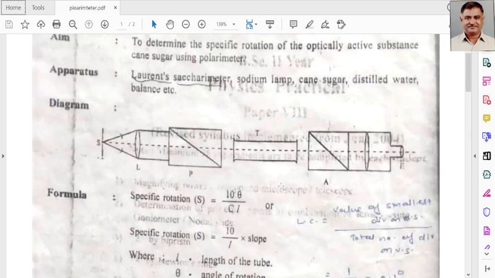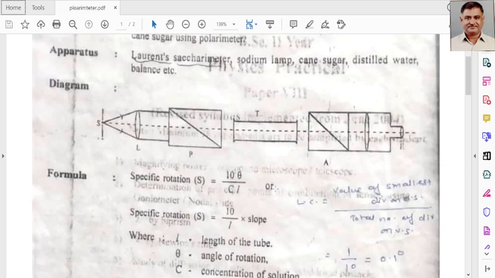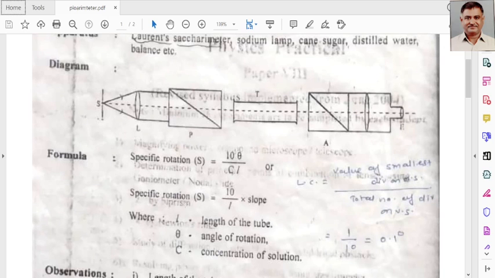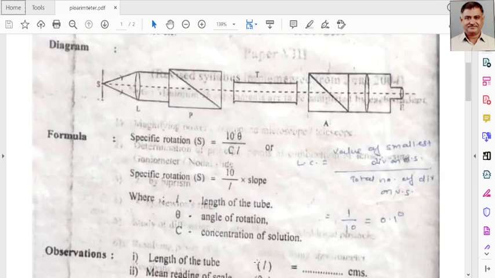Now the formula used for this is specific rotation S equals tan theta C by L, or it can be written as S equals 10 by L into slope. This formula we have to use for the calculation which is done with the help of the graph. Here, in the terms involved, L is the length of the tube, theta is the angle of rotation, and C is the concentration of the solution.